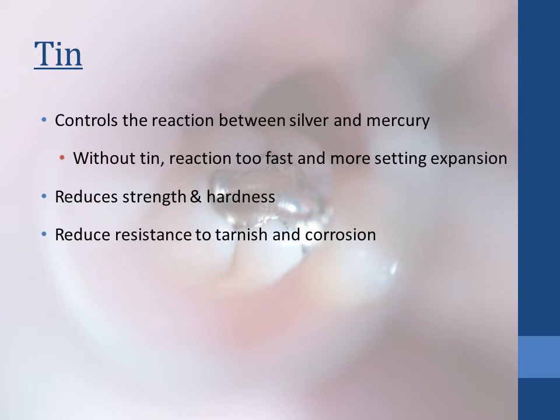Tin controls the reaction between silver and mercury, as we saw previously. Without tin, the reaction is too fast and there is more setting reaction. It reduces the strength and hardness and reduces the resistance to tarnish and corrosion. So that is why it is very important that the manufacturer manages the composition of the alloy, and nothing is in excess and nothing is in less amount.